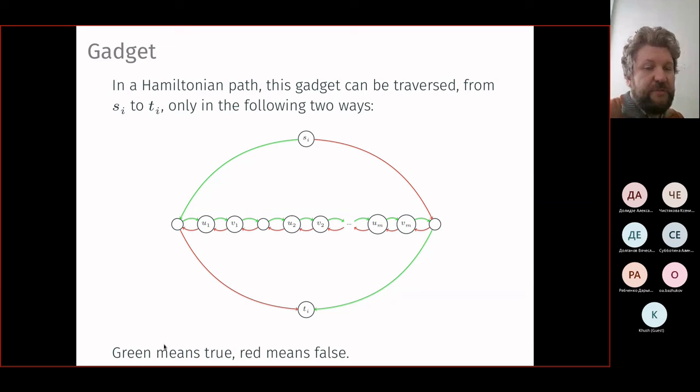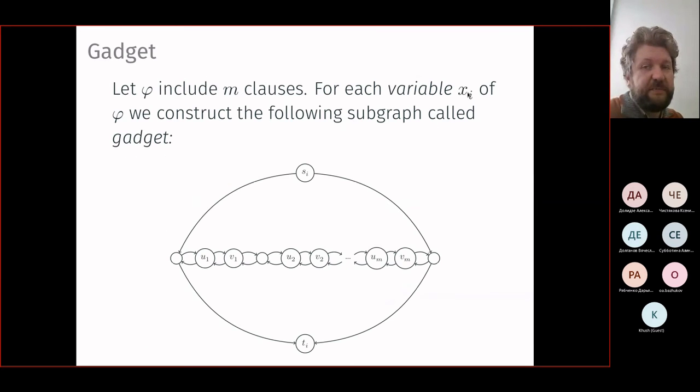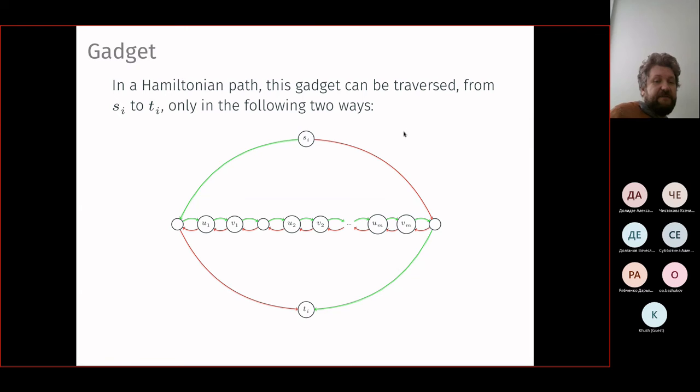And recall that this corresponds to a variable xi. For each variable, you will have a specific gadget. And we'll say that if xi is true in our assignment, then we choose the green route. If it's false, we will choose the red route. Because this is how we encode the satisfying assignment in our Hamiltonian path.